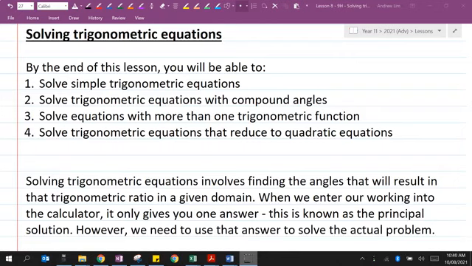By the end of this lesson, you'll be able to solve simple trig equations, solve them with compound angles, solve equations with more than one trig function, and solve trig equations that reduce to quadratic equations.